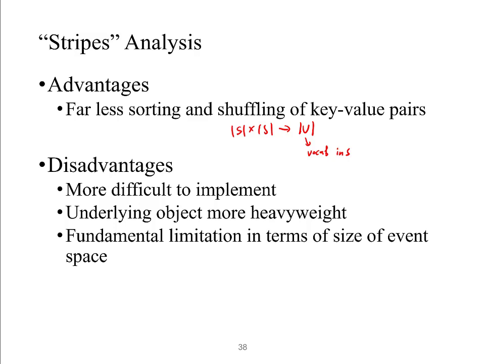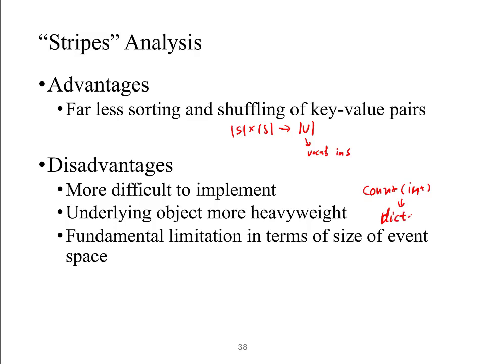The disadvantage of this stripes idea is that it is obviously more difficult to implement, and the underlying object is more heavyweight. Previously, it is just a number, or say a count, which is an integer. And now it becomes a hash map or a dictionary, right?